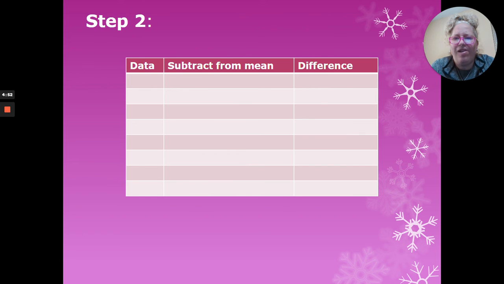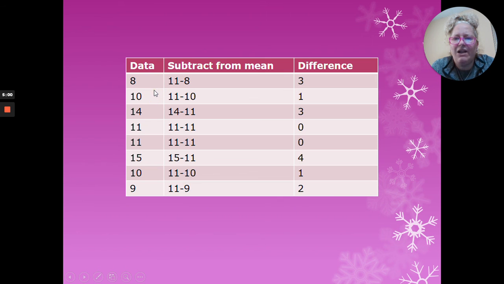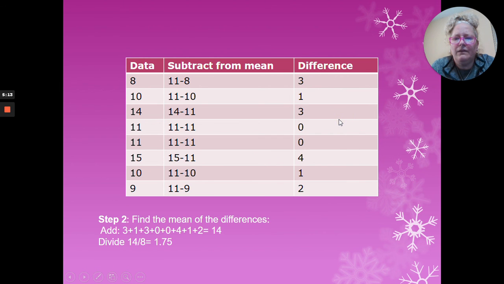So now we're going to copy our chart. Remember your data, and then you're going to subtract that from the mean and find the difference. So here we're going to put all of our data. Then we subtract it from the mean. The mean was 11. We're always going to do positive numbers. So this is the difference. Each one of these is from the mean. Okay, so that means we're now going to find the mean of the differences. We're going to divide. So the mean absolute deviation is 1.75. So that means it deviates approximately 1.75.